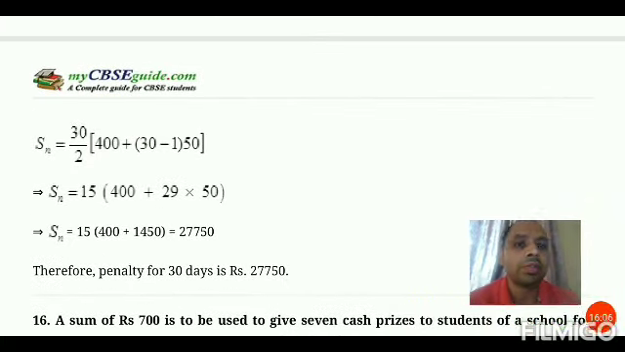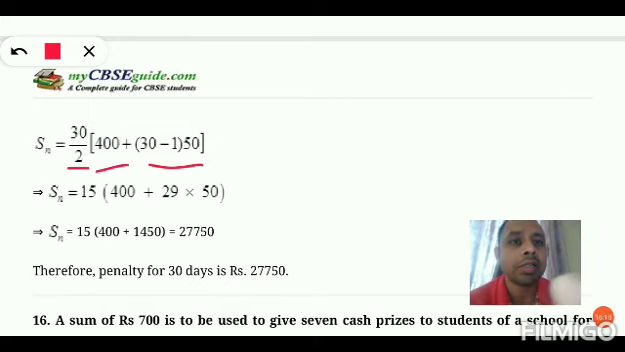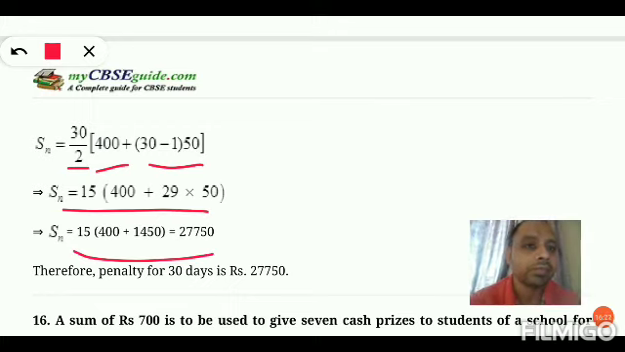If you substitute all the values, 30 by 2 in the bracket, 2a means 2 into 200, that is 400, plus 30 minus 1 into 50, and if you solve this one you will get the value 27,750 as the penalty.